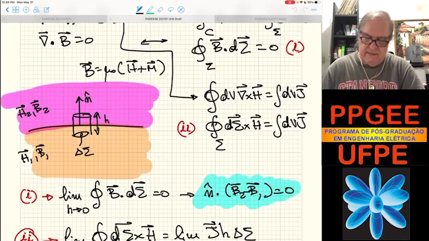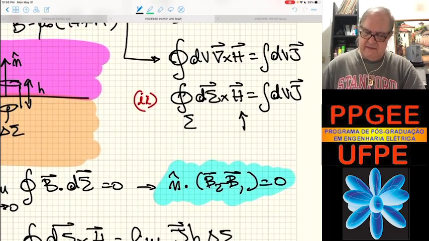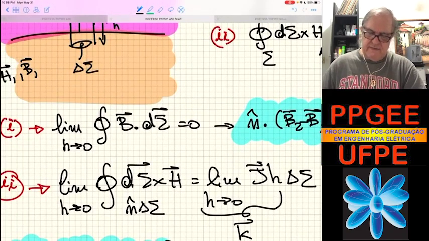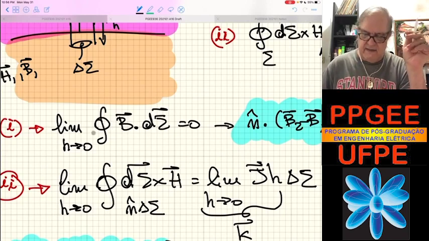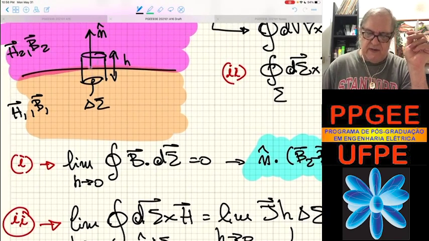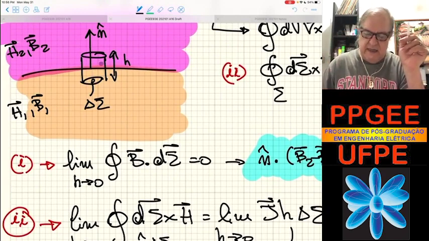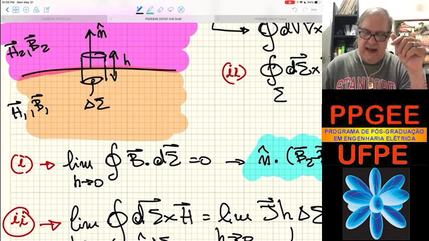Let's apply that to the cylinder, the one we just described to you. So let's go to Equation I, Gauss's law for magnetic flux density. When you make the height go to 0, the integral has a component on the lateral surface of the cylinder, one component on the top surface, and one component on the lower surface. When h goes to 0, because B cannot be localized, B spreads over a volume. So when the lateral area goes to 0, the contribution on the lateral surface is 0.